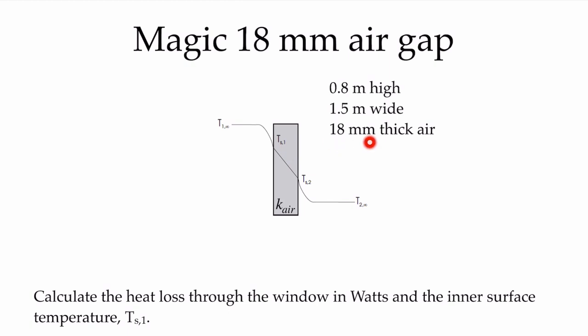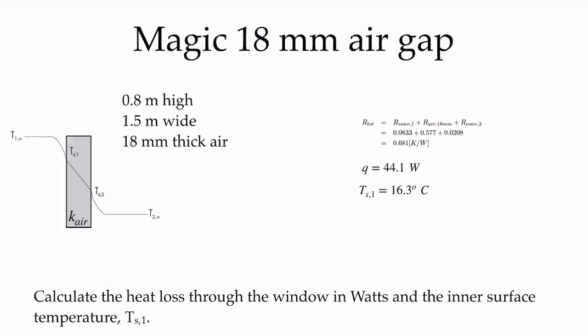So we have an 18 millimeter air gap, the window is the same size, and all the other conditions are exactly the same. So now we have three resistances, the convection resistance on either side, and the resistance of an 18 millimeter air gap. Of course, that's that 18 millimeters over the conductivity of air over the area of our window. And when we find that it's 44.1 watts heat loss through this, and that inner surface temperature has gone up even more to 16.3. So we can see that that double pane window is pretty close to what we would get if we could magically make 18 millimeters of air stay in that same space that the double pane window was taking.